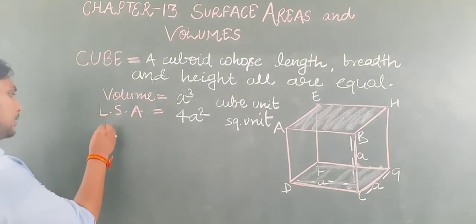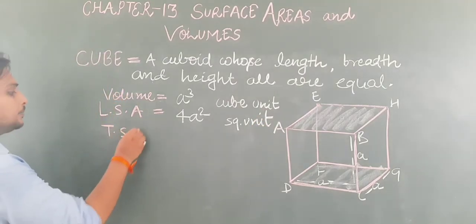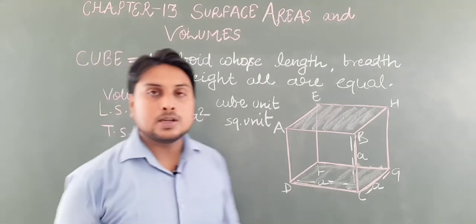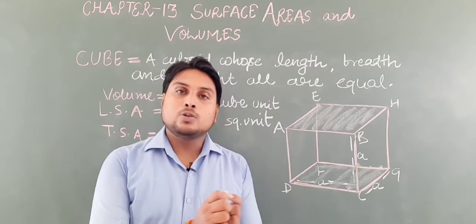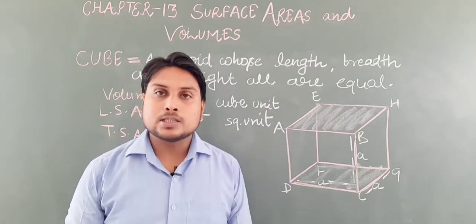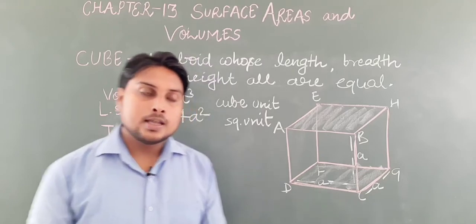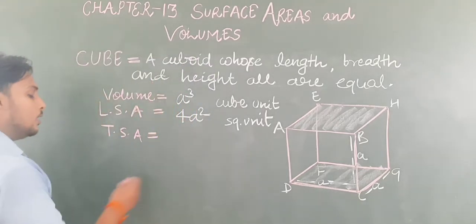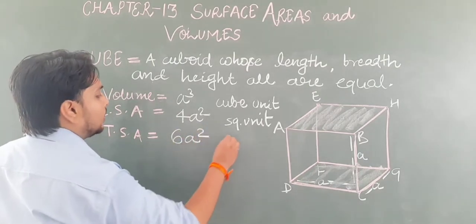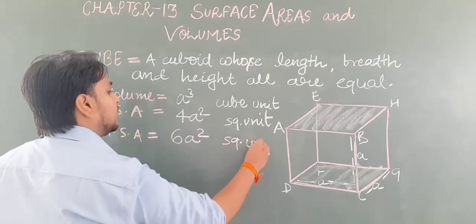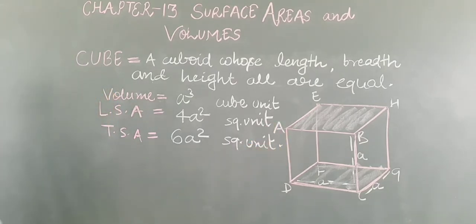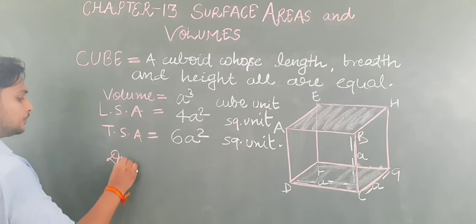Then total surface area. Total 6 surfaces are there. In total surface area, we do not exclude any face. In that case 6 surfaces are there, so 6A square, because all the faces are in the shape of a square. So 6A square unit. Okay. Diagonal. What is diagonal?